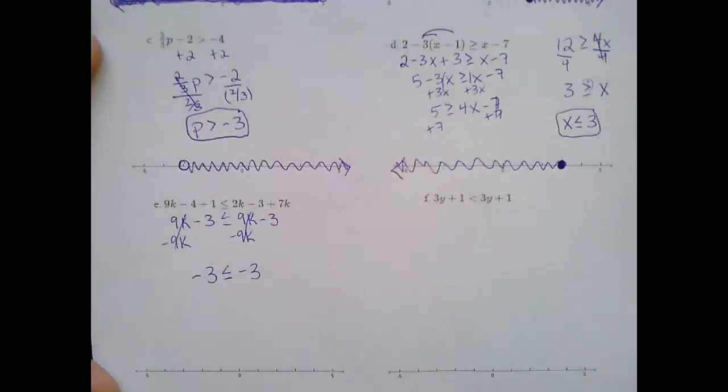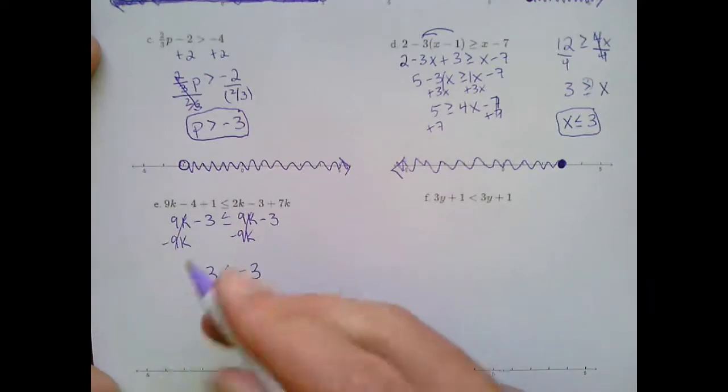And a lot of people at this step will think that they did something wrong. What do you think? Well, check the validity of the statement. Is the statement true or false? Is negative 3 less than or equal to negative 3? Well, negative 3 isn't less than negative 3, but it is equal to. So because this has an equal to, that means that this statement is true.